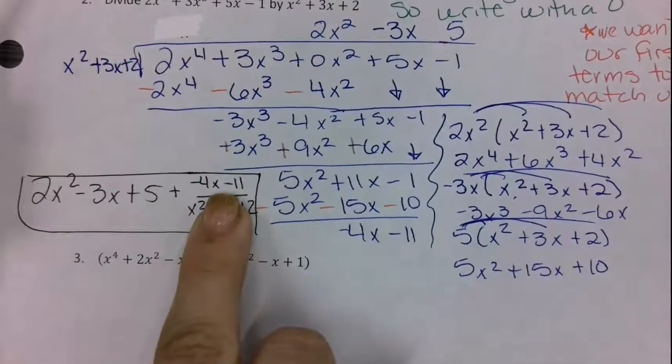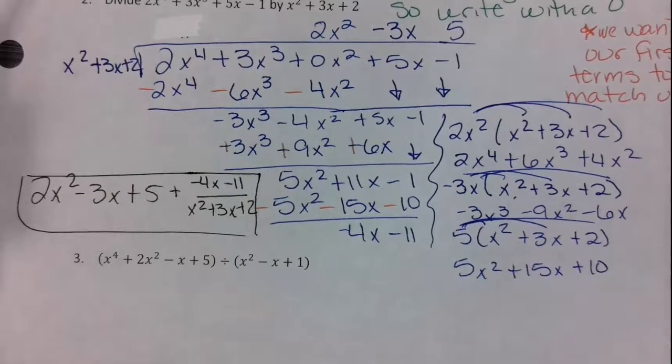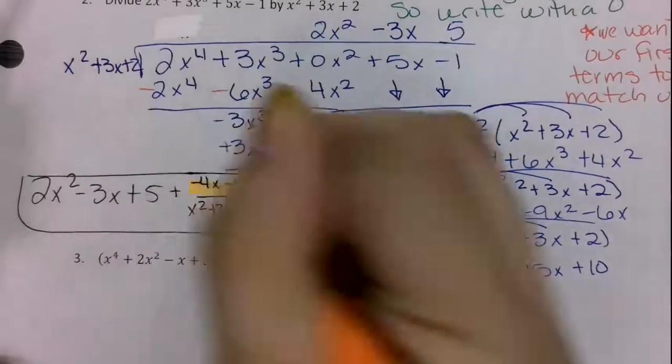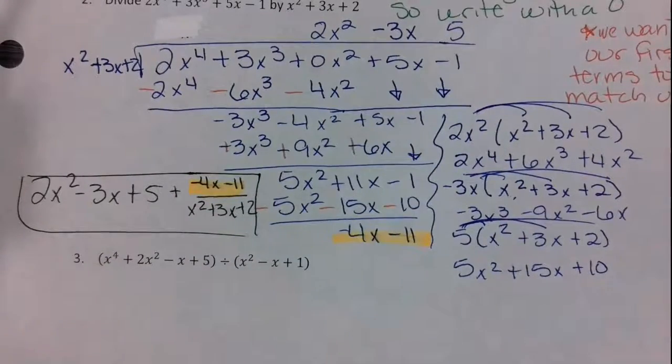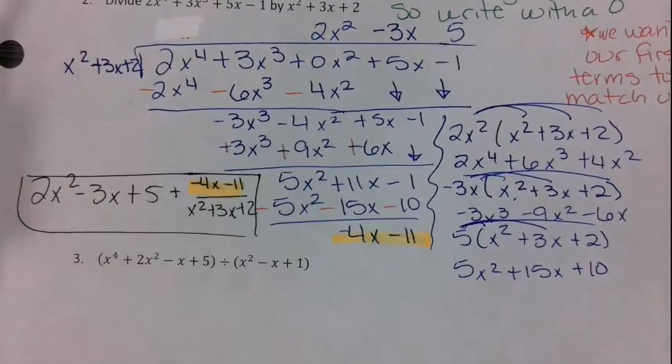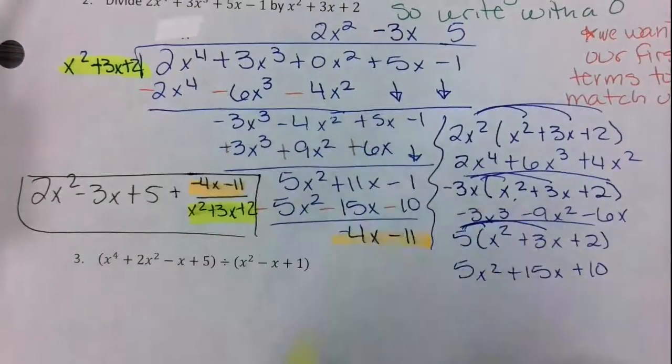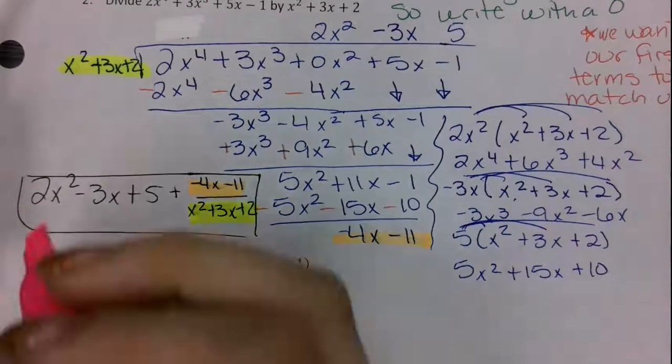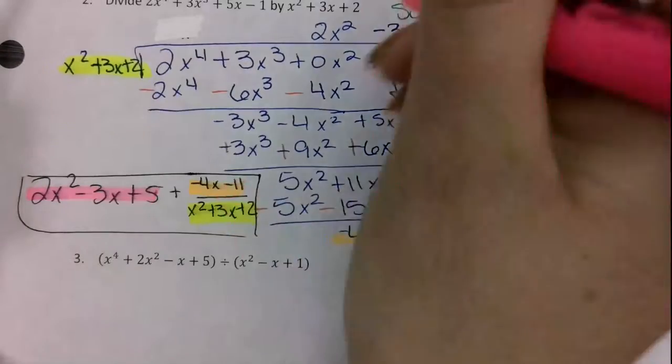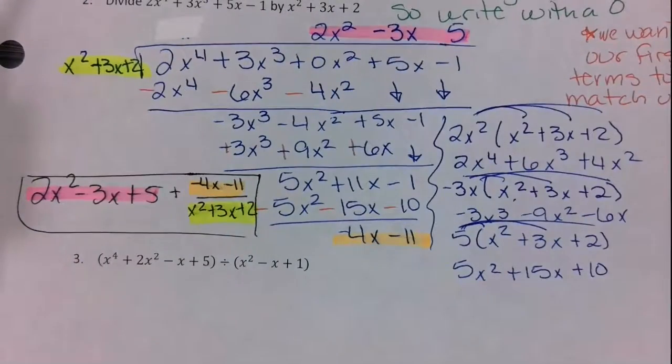Where did this piece come from, the top? That was what I had left over at the end. And where did the denominator come from? Sure, pink. Okay, so questions on how I wrote my final answer.